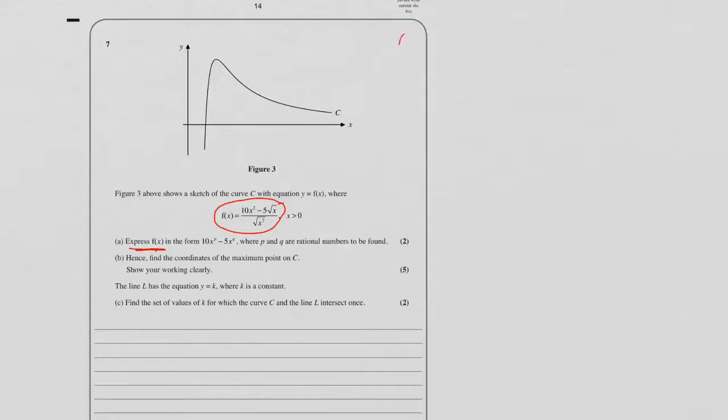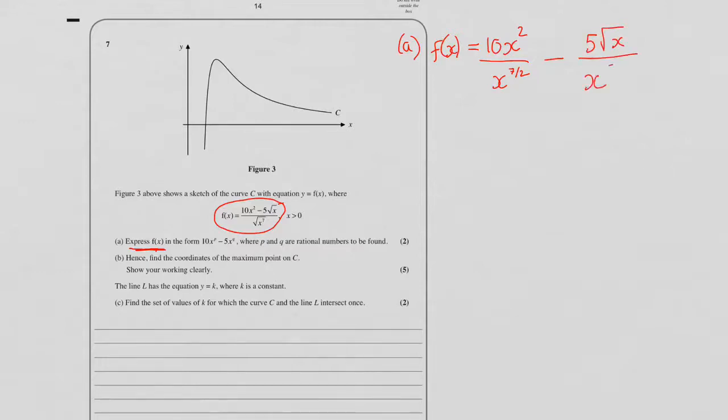So part A, they want us to write that in the form of 10x to the p minus 5x to the q. So they're giving you a big hint here that at the moment you cannot differentiate that because it's in the wrong form. Okay, so my first step would be to split the two fractions up.